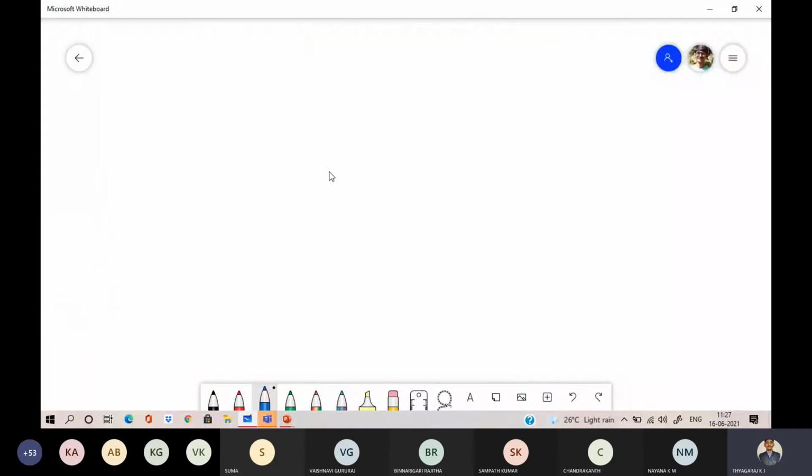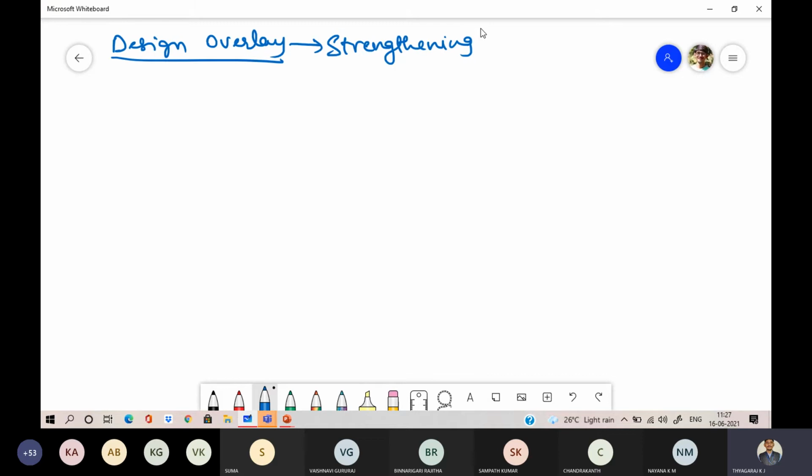Now, this is a type of problem where you are going to design the overlay. As we all know, overlay means the extra layer which is going to be provided on the existing bituminous layer for strengthening purpose. For strengthening the existing bituminous layer, we are going to provide this overlay.